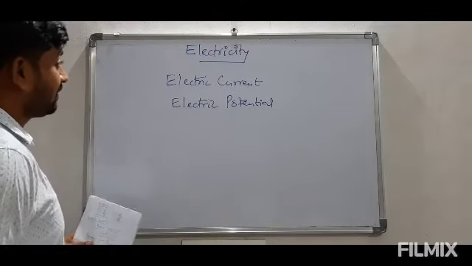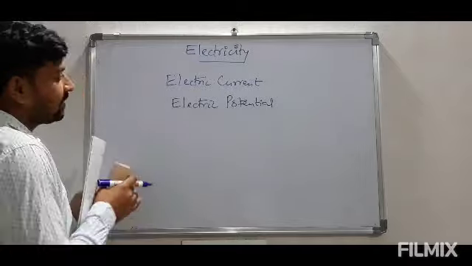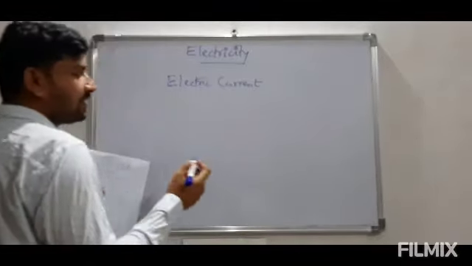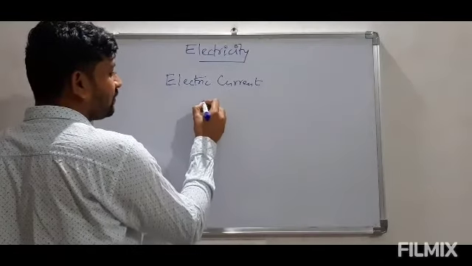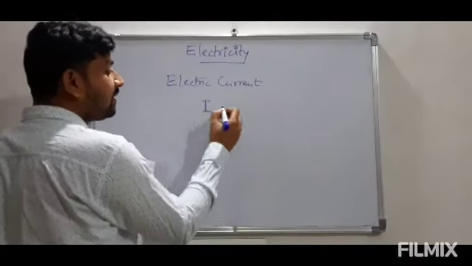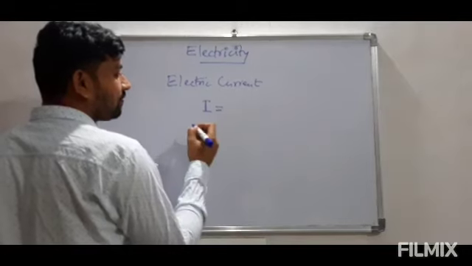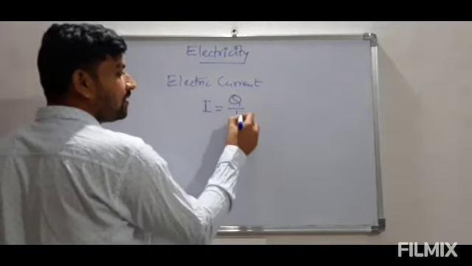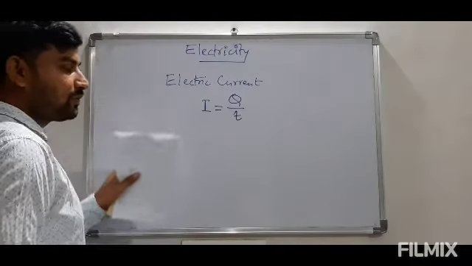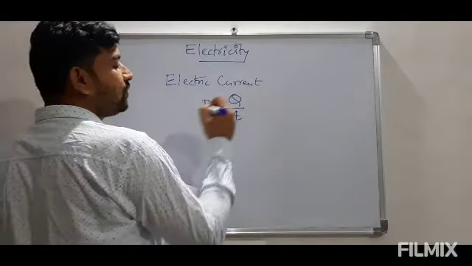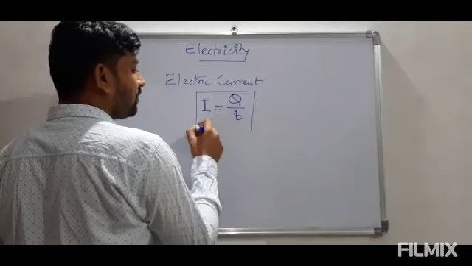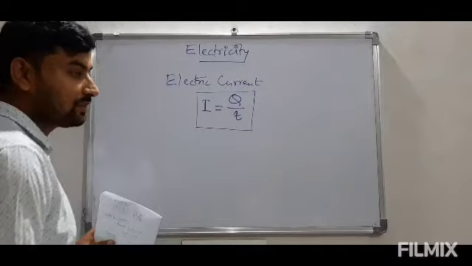So let us revise that first, then we will proceed in this chapter. First thing was electric current. As you know, it is denoted by capital I, and it is nothing but charge passing through the given area in unit time. That is, I is equal to Q upon T, where Q is charge and T is time. So this is how we calculate the value of current.